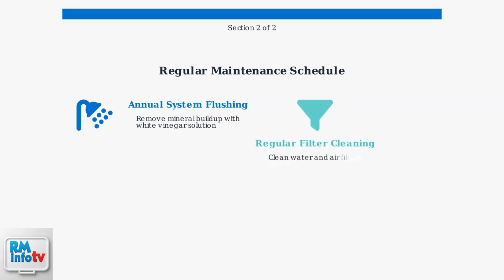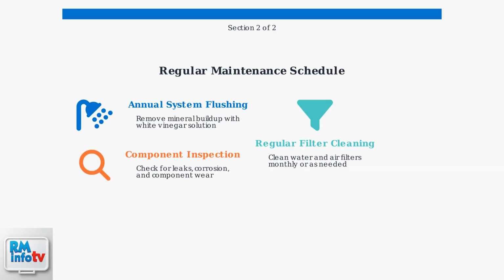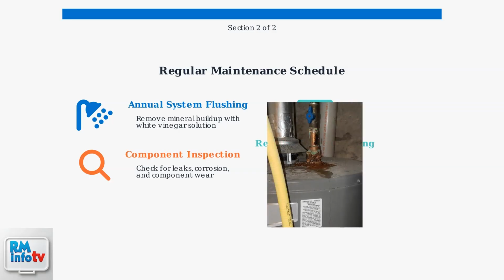Clean both water and air filters regularly. Water filters prevent debris from entering the system, while air filters ensure proper combustion airflow. Regular visual inspection helps catch problems early. Look for water leaks, pipe corrosion, or signs of component wear that could lead to failures. This image shows the type of corrosion and leakage you should watch for during inspections. Early detection prevents major repairs.